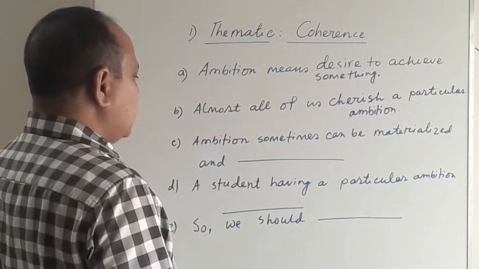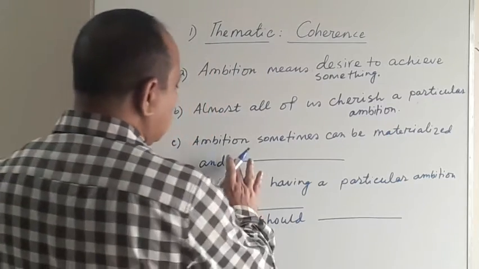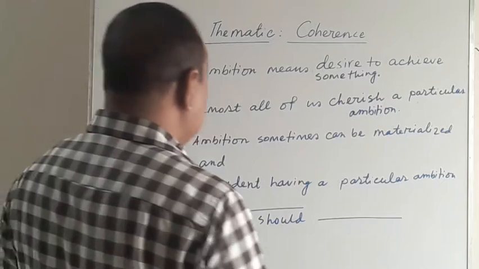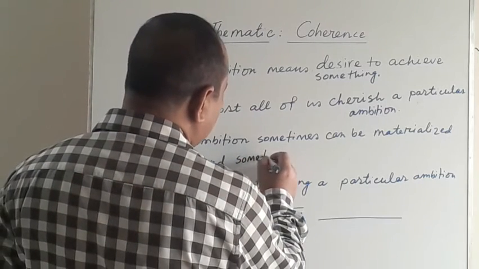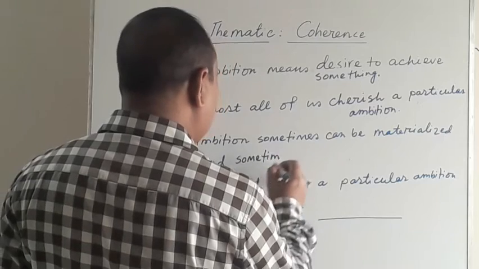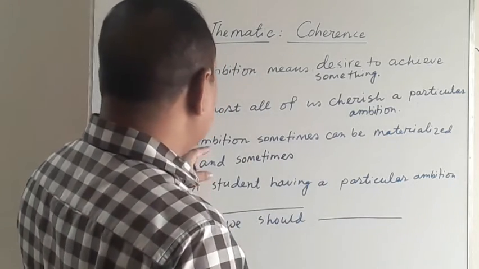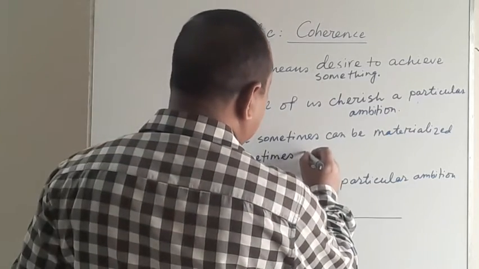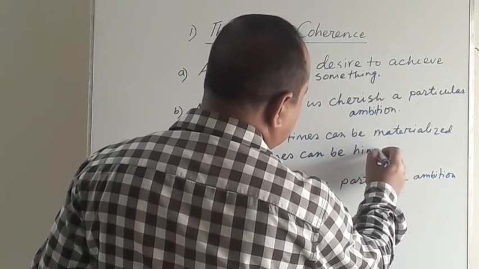Sentence C. Ambition sometimes can be materialized and sometimes your ambition may be fulfilled and sometimes it may be unfulfilled or baffled or foiled. So ambition sometimes can be materialized and sometimes can be hindered.